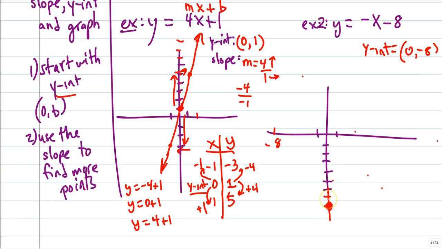Okay? Now from there, from the y-intercept, we're going to use the slope. What's our m here? Well, negative x. What's the number with the x?